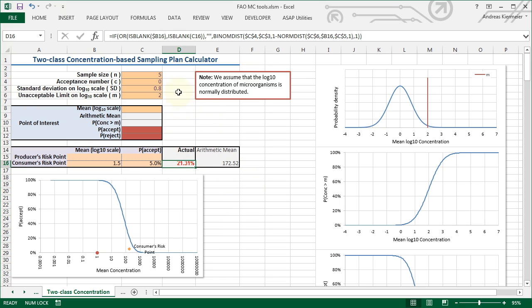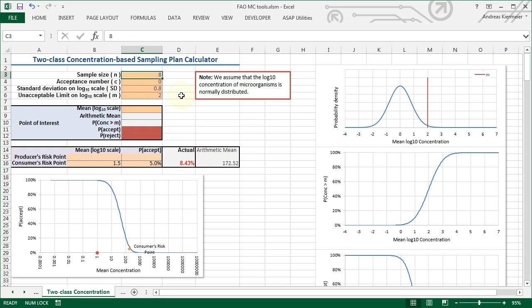In order to get the OC curve to be lower and produce a smaller probability of acceptance, we need to increase the sample size. And we do this by trial and error. So as we look, we get a smaller and smaller probability of acceptance. And when we have a sample size of 10, the actual here turns green because our actual probability of acceptance is now less than the maximum that we can tolerate as specified in the consumer's risk point.